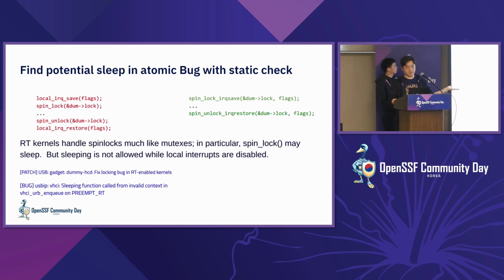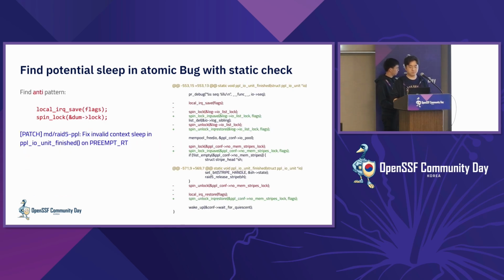So the patch below fixes USB dummy HCD locking and other places with similar sleep errors. An anti-pattern where local_irq_save is used before the spin lock can be detected using the regex that Shung-Hsi mentioned, with grep plus regex or some cautionary static check. The patch fixes it by switching to spin_lock_irq in the RAID 5 subsystem.